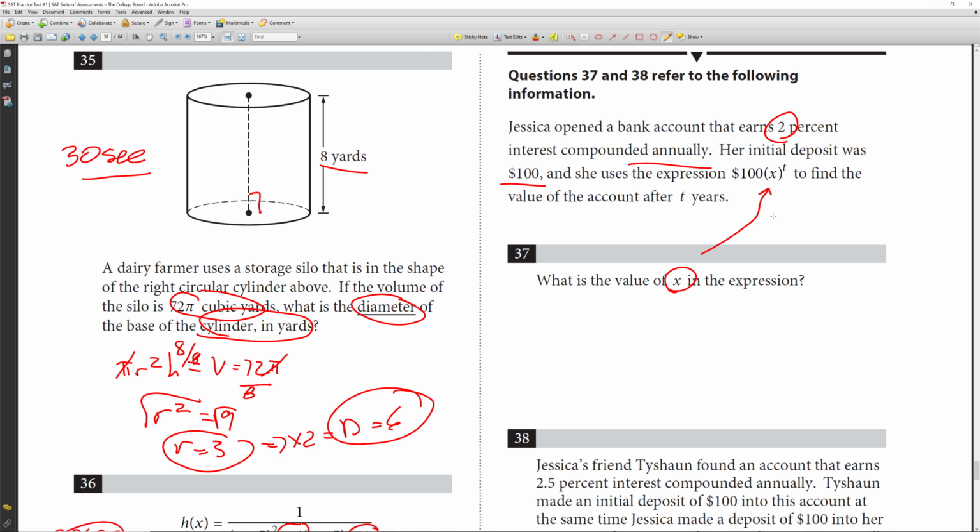So this is compound interest. If you earn just 2%, you have to add the original amount, the whole number, back into it, which is 1 plus 0.02, which is equal to 1.02. This is equal to x. That was one hand. Number 38.